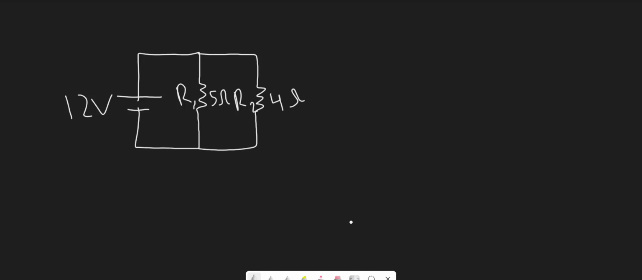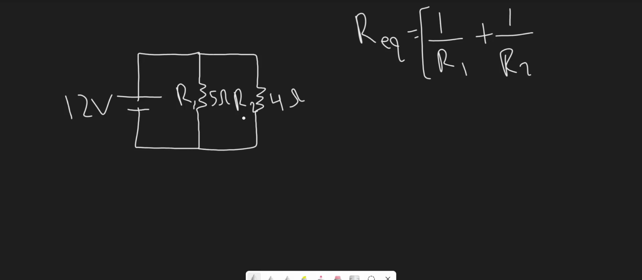If not, the first thing you want to do is identify that this is a parallel circuit, meaning these resistors are in parallel. So to find the equivalent resistance, we would need to use this formula. It's 1 over R1, so essentially the reciprocal of the resistor value, and you're summing that with 1 over R2 and then taking the inverse of it.